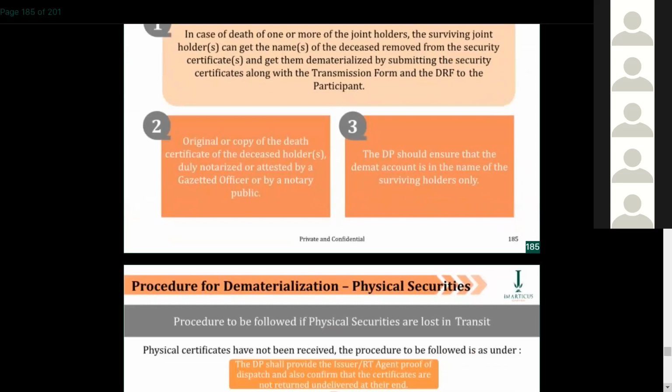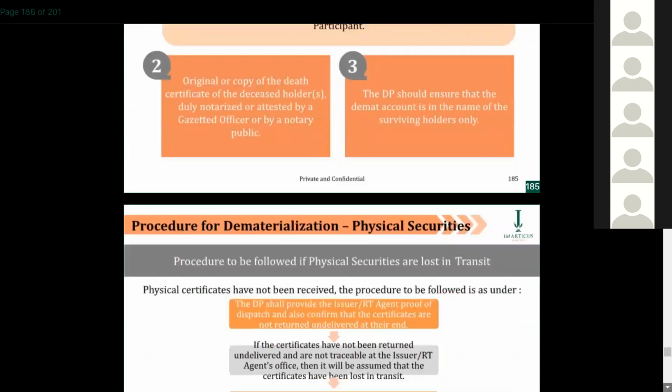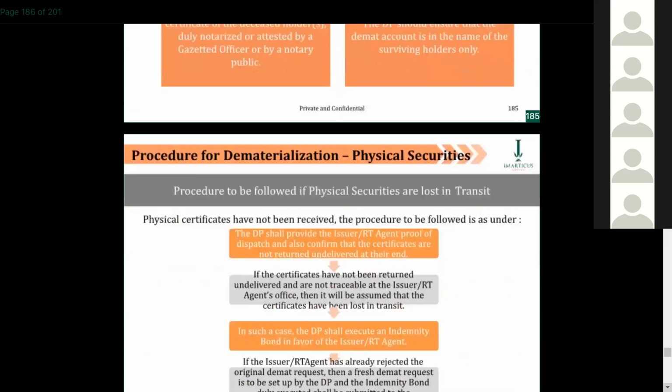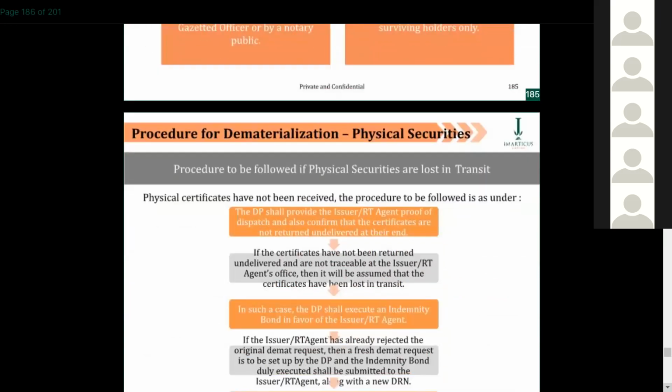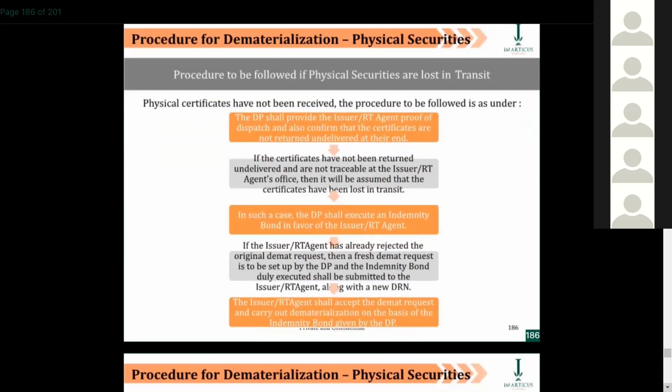Now, this is also one disadvantage which was associated with the physical shares. There was a possibility of them getting lost in transit. So, post kiya or post mein gum ho gaya. So now here, the account holder will have to give an indemnity to the registrar and transfer agent to dematerialize, to convert his shares into demat form.